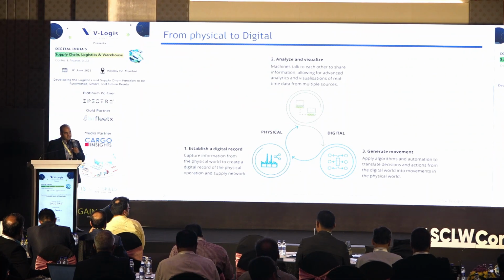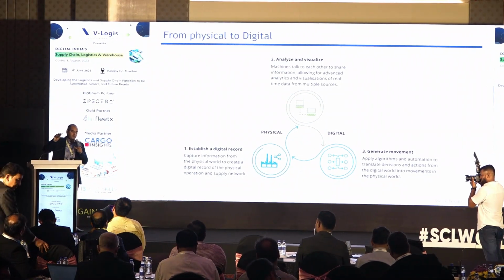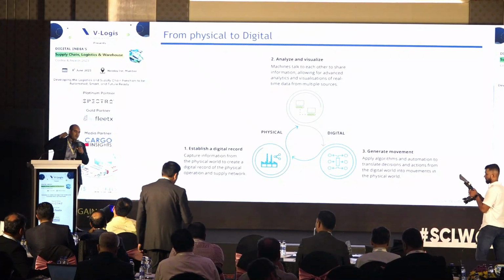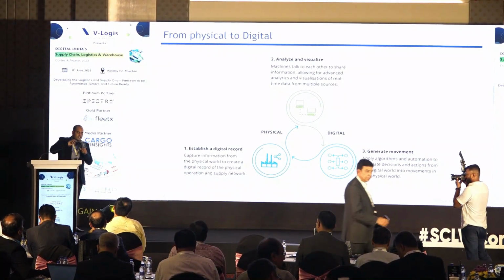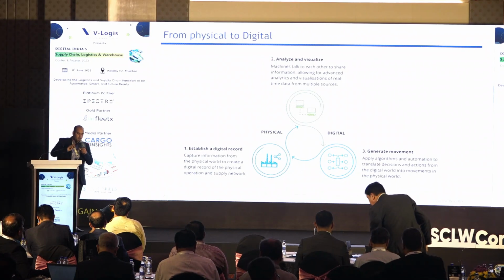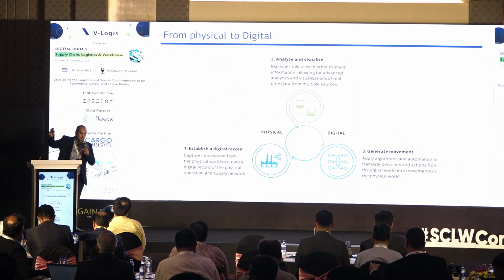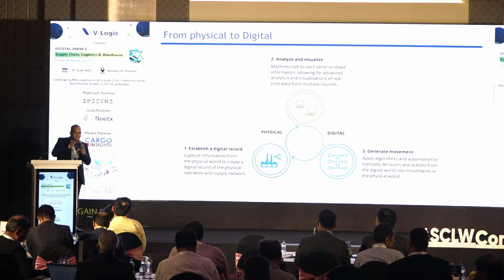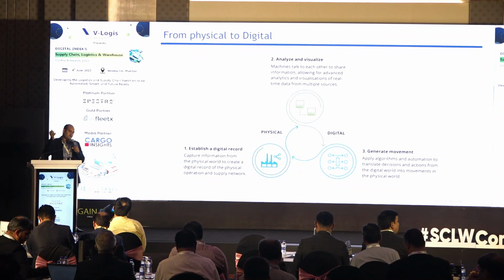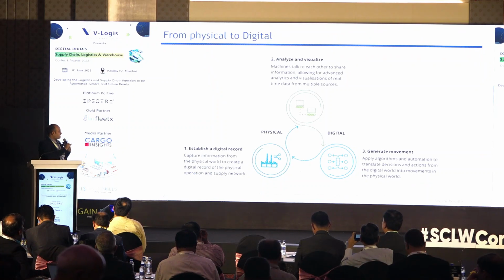The second step is analyze and visualize. How do you want to look at that thing? For example, I'm going very basic right now, and we'll go into the details later. If you want to look at the GPS, what do you exactly want to look into? Do you want to look at the truck moving, the transit time, the transit time variability, the distance, the fuel consumption? And would you like to look at weekly, monthly, or yearly level? Those are the basic things that you need to decide. After establishing a digital record, you have to analyze and visualize.